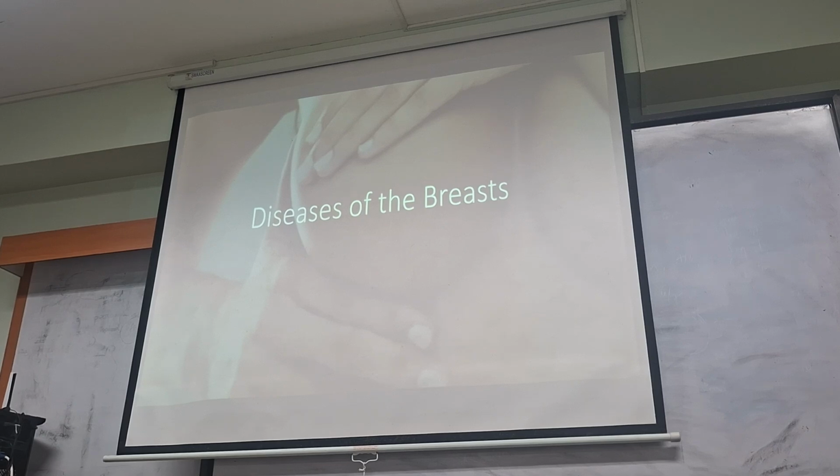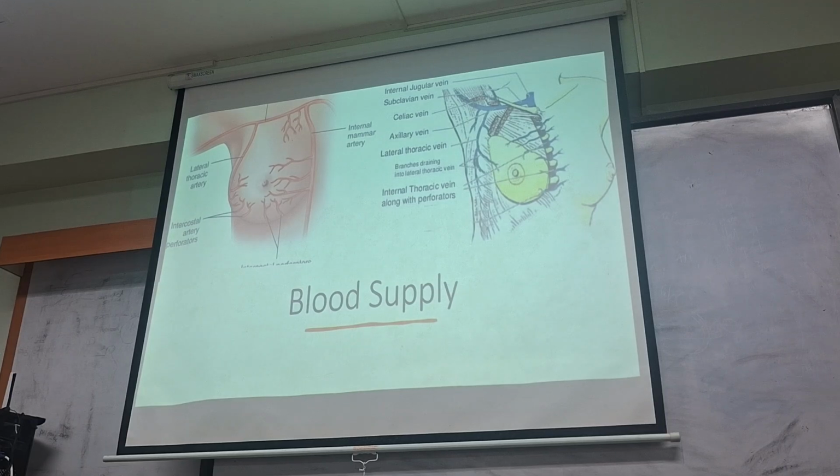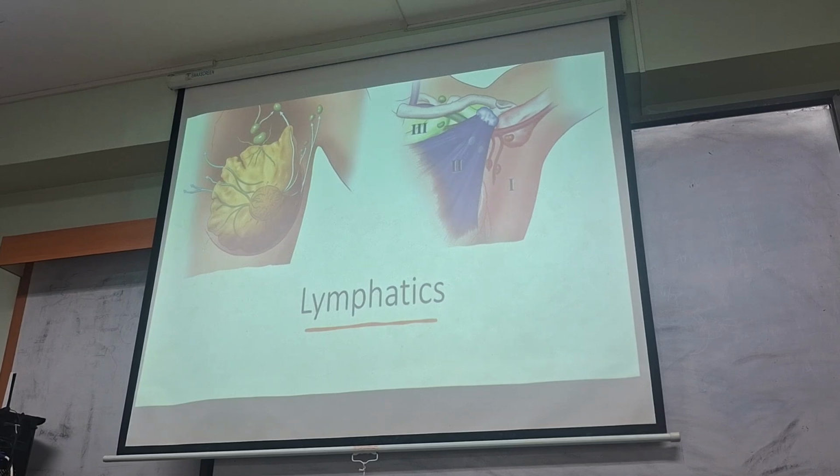Okay, so for the diseases of the breast, you just review the anatomy and physiology, especially the lymph nodes in relationship to the pectoralis muscle, and also some of the important neurovascular structures located in the axilla. The most notable one is going to be the axillary vein. So, of course, you know the blood supply, lymphatic drainage, okay? So these are important things to know.